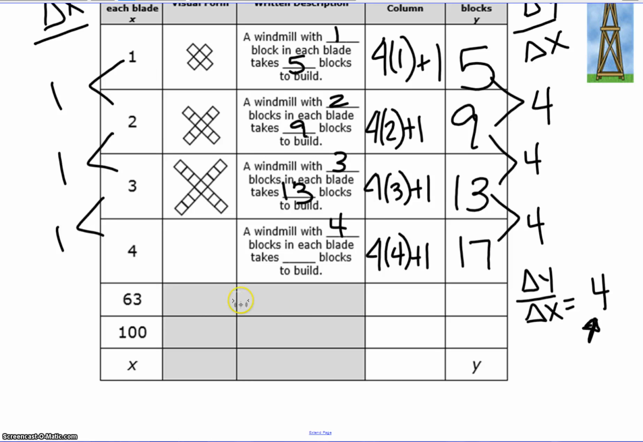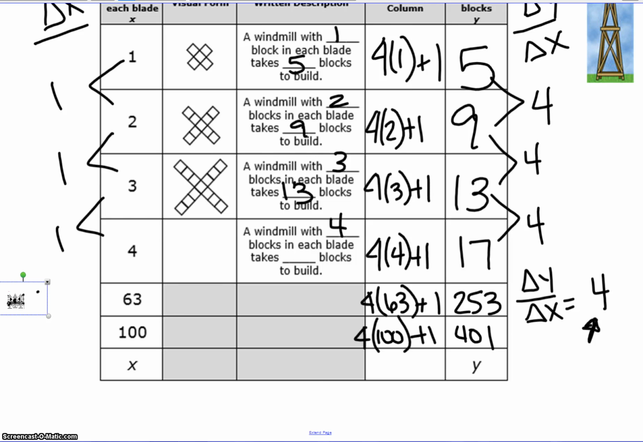So before we move on to the next example, we can go ahead and look at doing this. 4 times 63 is what? 240 and 12 is 252, plus 1 would be 253. We can do it here. 4 times 100 is 400, plus 1 would be 401. Once you have your linear equation, you can stick in any number for x and get your answer.